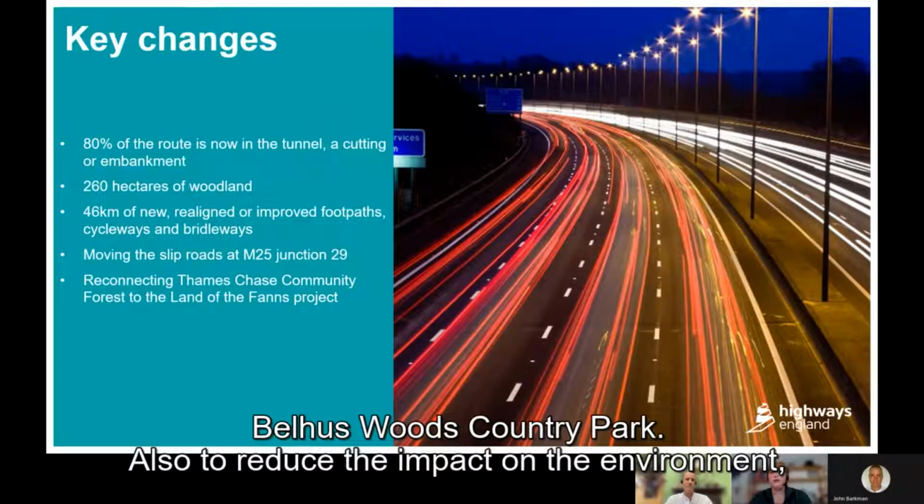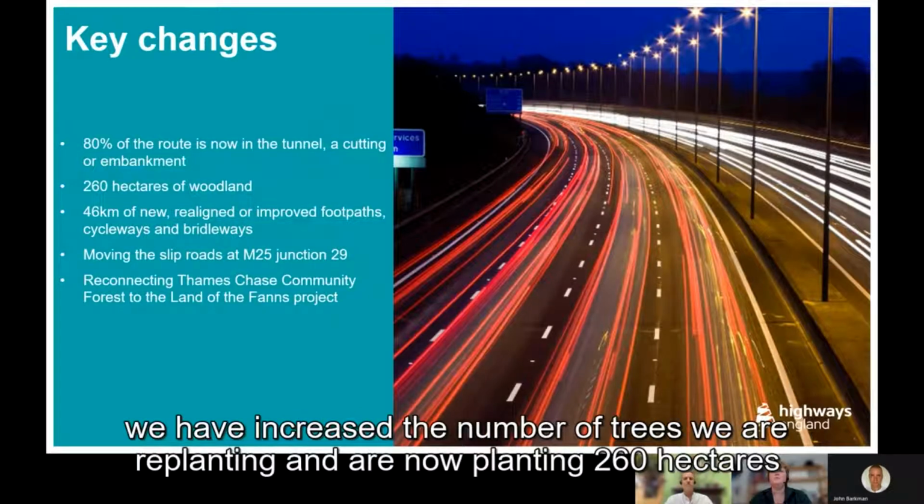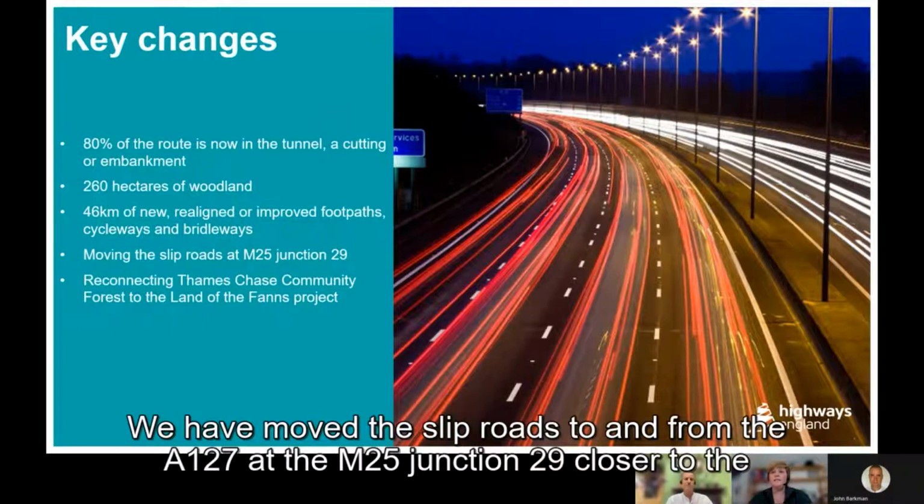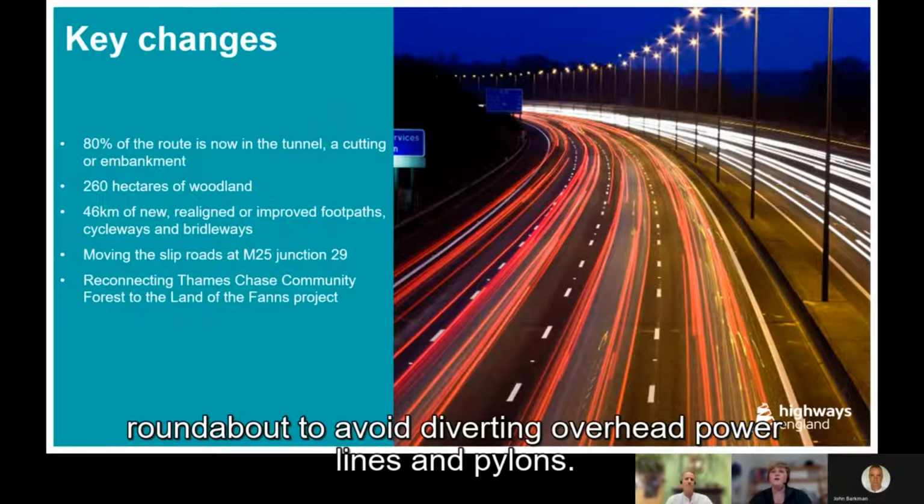Also, to reduce the impact on the environment, we've increased the number of trees we are replanting and are now planting 260 hectares of new woodland, 200% more than will be affected by the project. We have moved the slip roads to and from the A127 at the M25 junction 29 closer to the roundabout to avoid diverting overhead power lines and pylons.